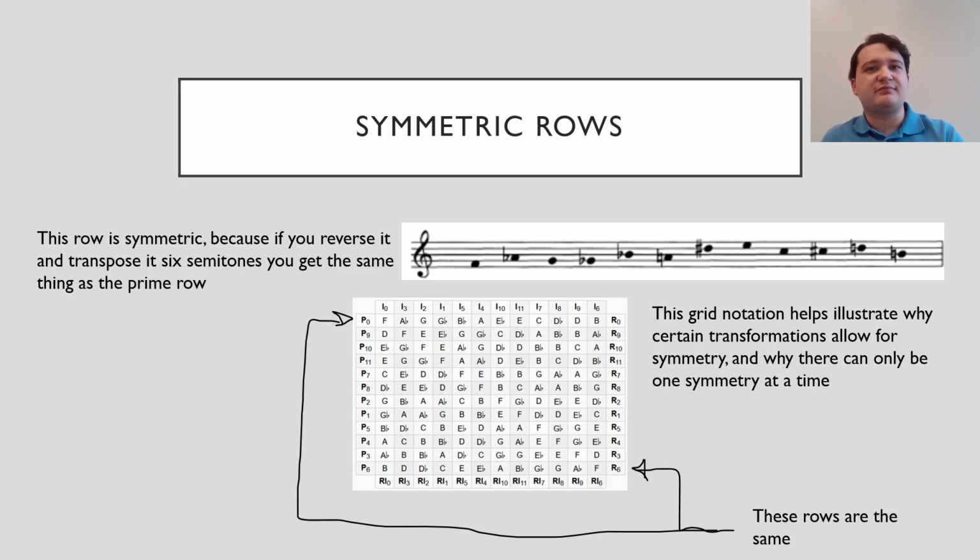I was also able to prove that a symmetric row can only equal itself in one specific way, or two different transformations of the prime row cannot both equal the prime row.